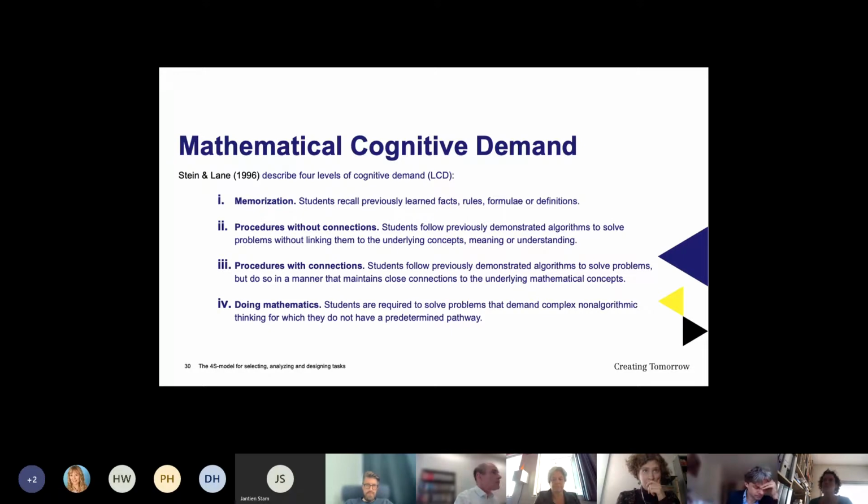Well, you can read the description of the levels, but I think the 4-way division is rather standard. We also know RTTI, for instance, different letters, but I think basically it's the same idea: memorization, procedures on 2 levels, and the final level actually being creative, actually doing mathematics. And I want to use these levels with my students to have them think about raising the cognitive demand level while using History of Mathematics.